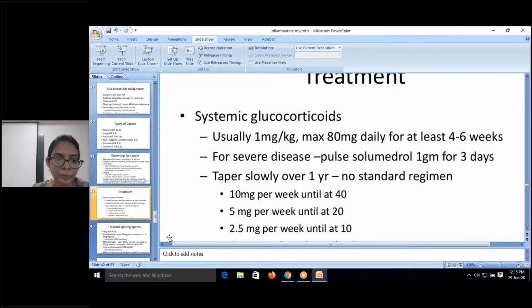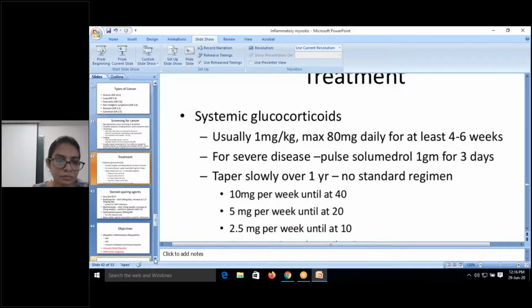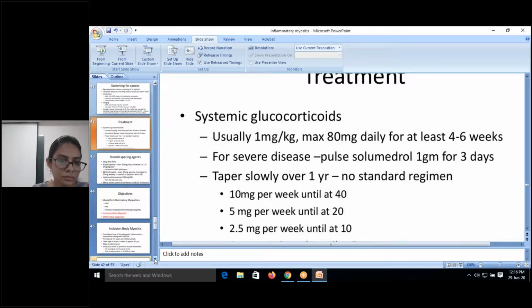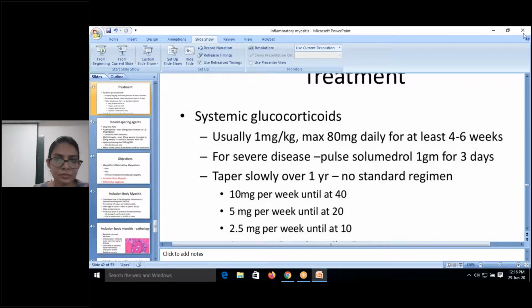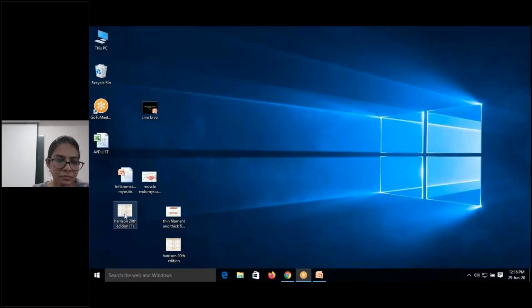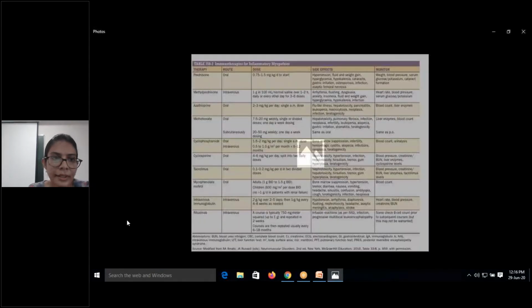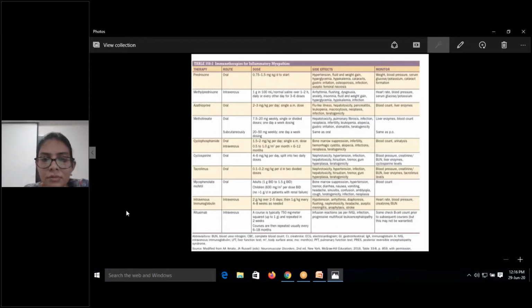Then coming to the treatment. Can you see the picture? Yes, ma'am.